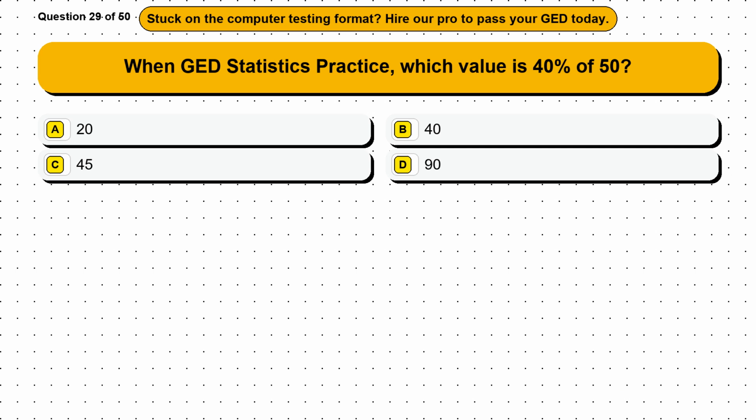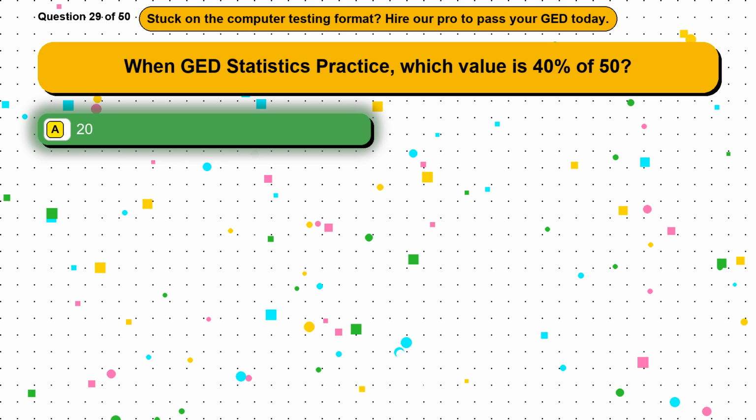Question 29. When GED statistics practice, which value is 40% of 50? Option A 20. Option B 40. Option C 45. Option D 90. The correct answer is option A.